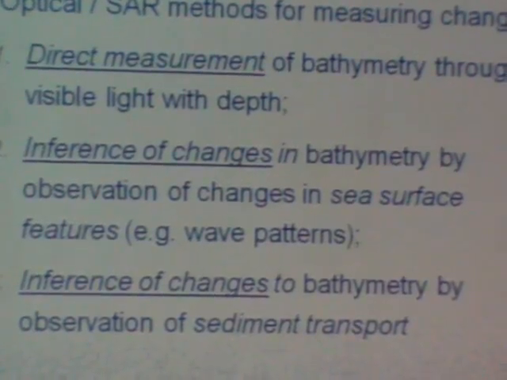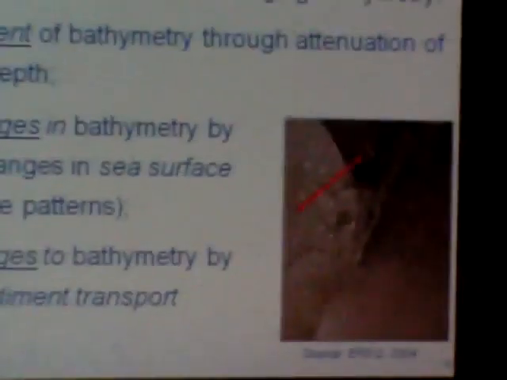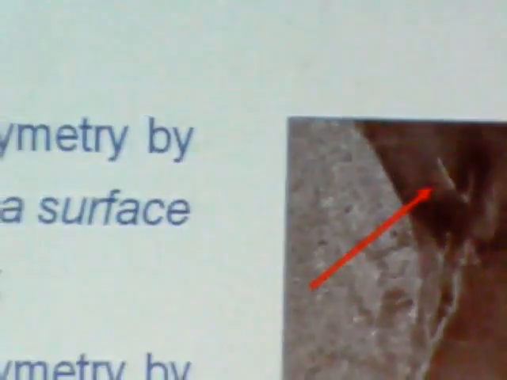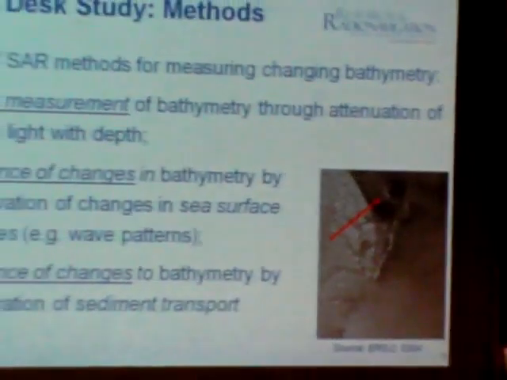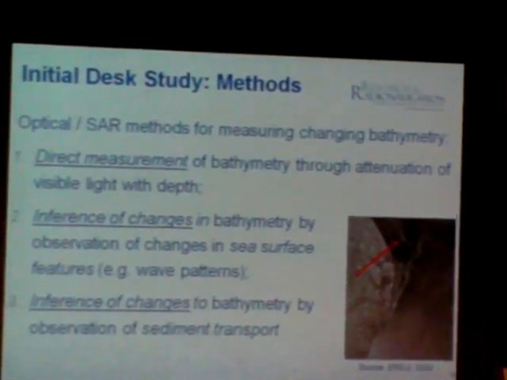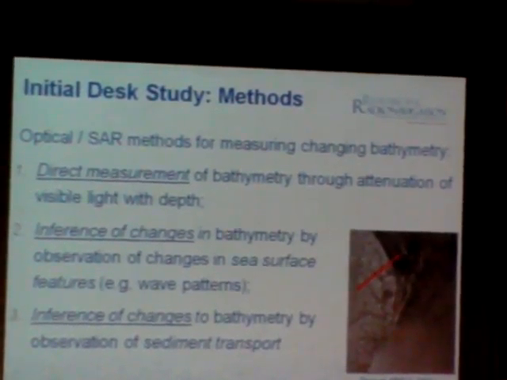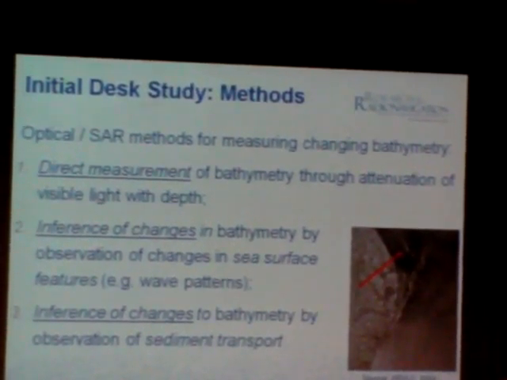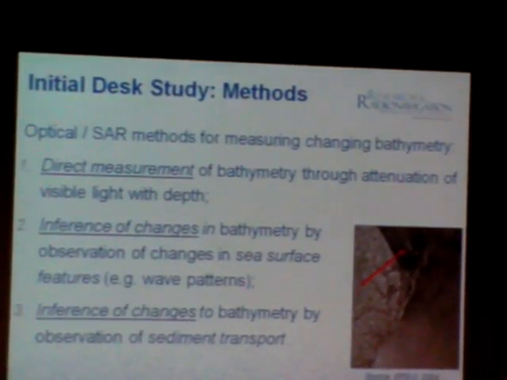The first of which is the direct measurement method of bathymetry through attenuation of visible light with depth, which is the optical sensing. Second, inference of change in bathymetry by observation of change in sea surface patterns, and third, inference of change due to observation of sediment transport.